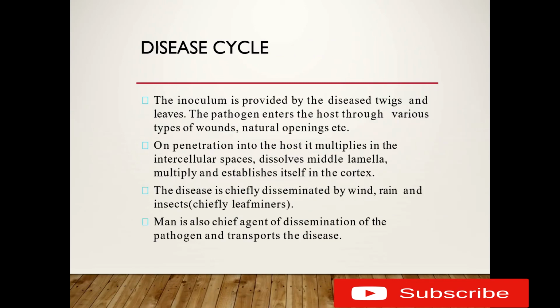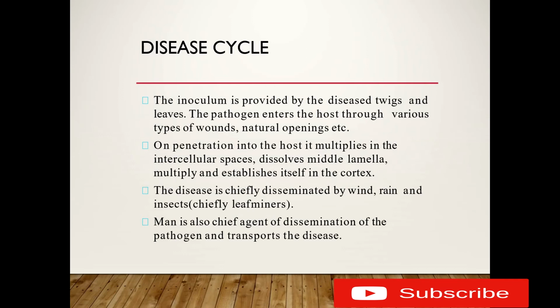And the disease cycle: the inoculum is provided by the diseased twigs and leaves, and then the pathogen enters the host through various types of wounds or natural openings. Which are the natural openings? In the case of twigs, they have openings like lenticels, and in leaves they have natural openings like the stomata. So the pathogen enters through the wounds or the natural openings, whether in twigs or leaves.